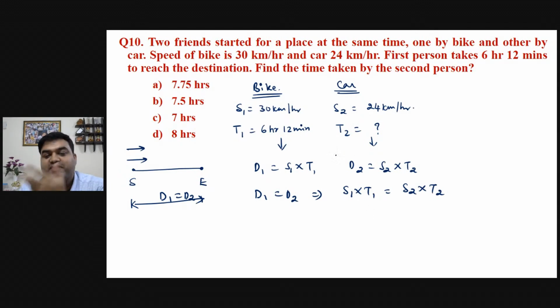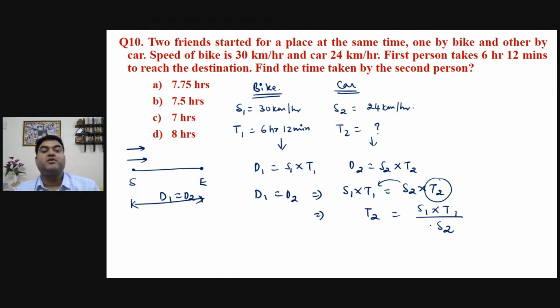What do we have to find out? T2. So that means T2 is equal to, we have to find this. So what we can write is S1 into T1, and this S2 will go to this side and become division, right? S2. This is the formula, right?